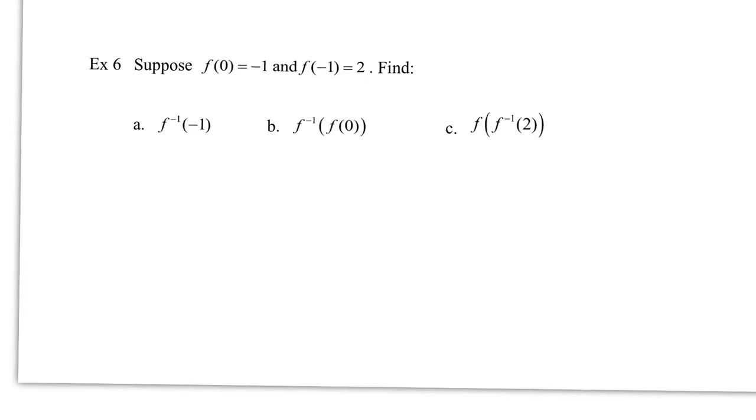And here on example 6, basically what you're looking at is f of 0 equals 1 and f of negative 1 equals 2. So these are two points that are on this function, 0, negative 1, and negative 1, 2. So if we take f inverse of negative 1, that's going to give us the value. You're just switching this value with this value, so now this will be 0. So the inverse of f is 0, okay?